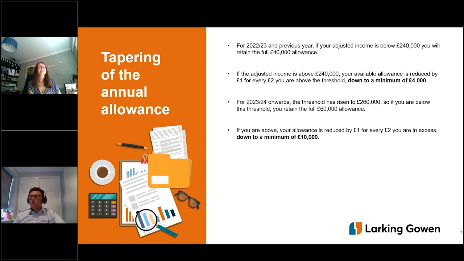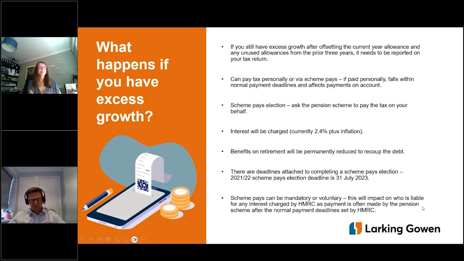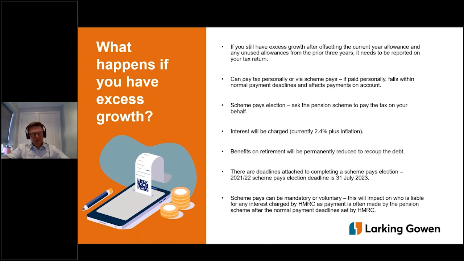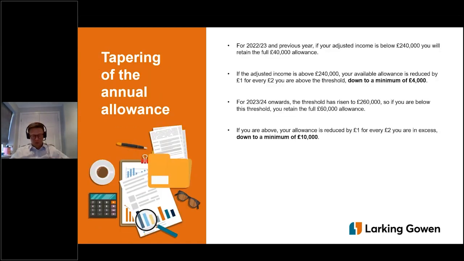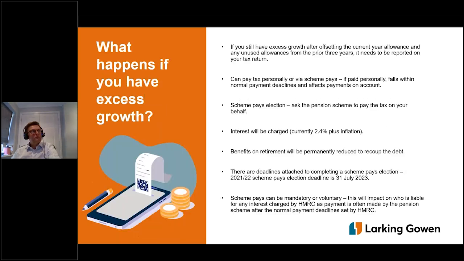Okay, let's move on to the next slide and talk to you about what happens if you have excess growth. So we're in a scenario here whereby, have I gone too far? No, I have not gone too far. Yes, this is the slide. So this is a situation where the growth in your pension, together with any private pension contributions you may have made, exceeds the annual allowance which you are entitled to. So either 60,000, 40,000, or something less than those if you are subject to tapering.